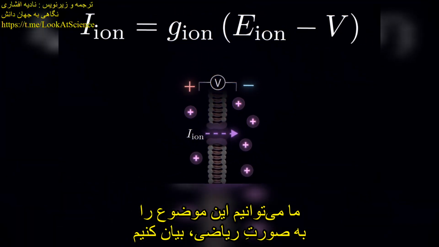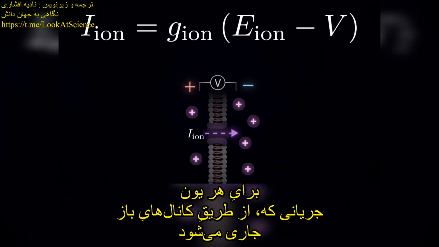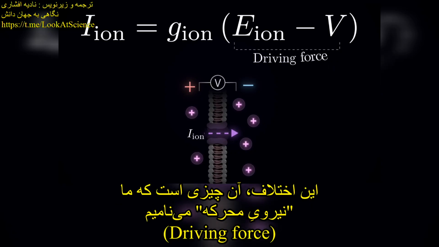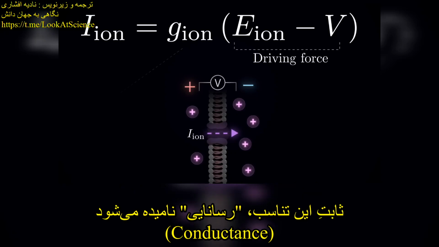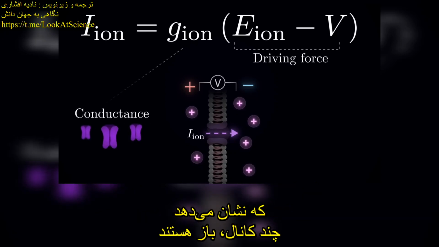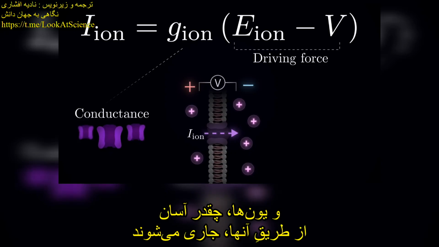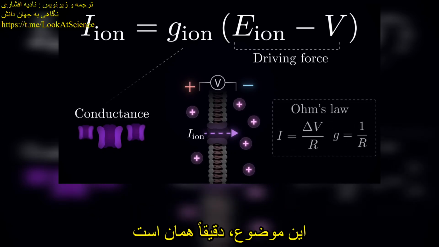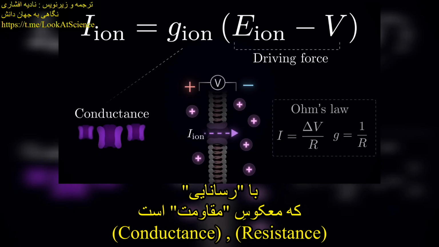We can express this mathematically. For each ion, the current flow through open channels is proportional to the difference between the actual membrane voltage and the equilibrium potential. This difference is what we call the driving force. The proportionality constant is called conductance, which represents how many channels are open and how easily ions flow through them. If you remember Ohm's law from physics, this is exactly that, with conductance being the inverse of resistance.